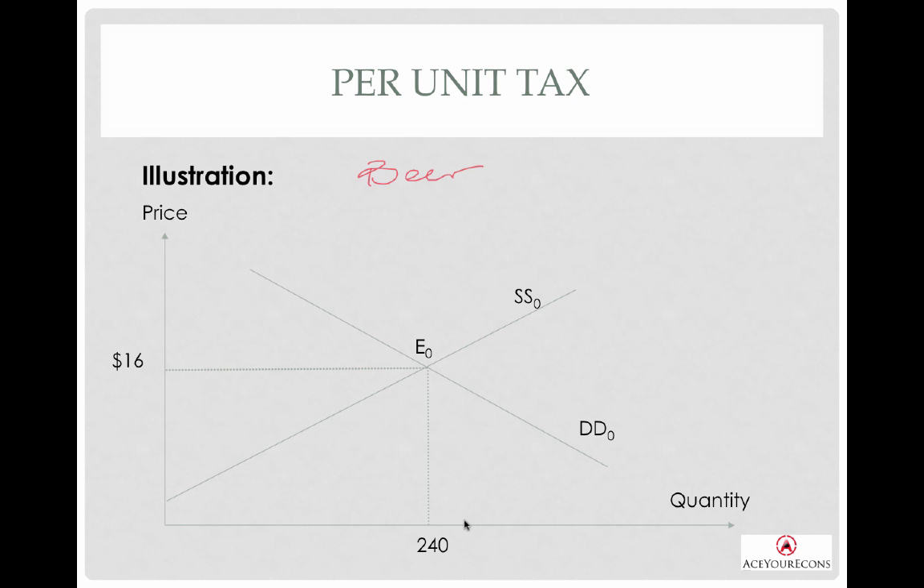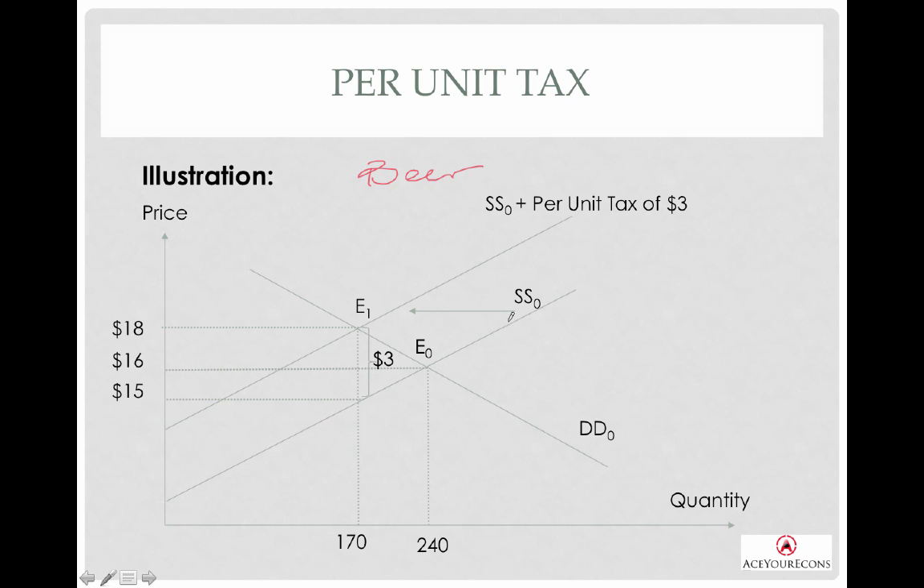Now, consider this scenario when the government imposes a per unit tax on beer. When a per unit tax of $3 is imposed, it could be an upward or a leftward shift. You can see that the new intersection of your demand and supply curve is at E1, and this results in a higher equilibrium price and a lower quantity transacted.